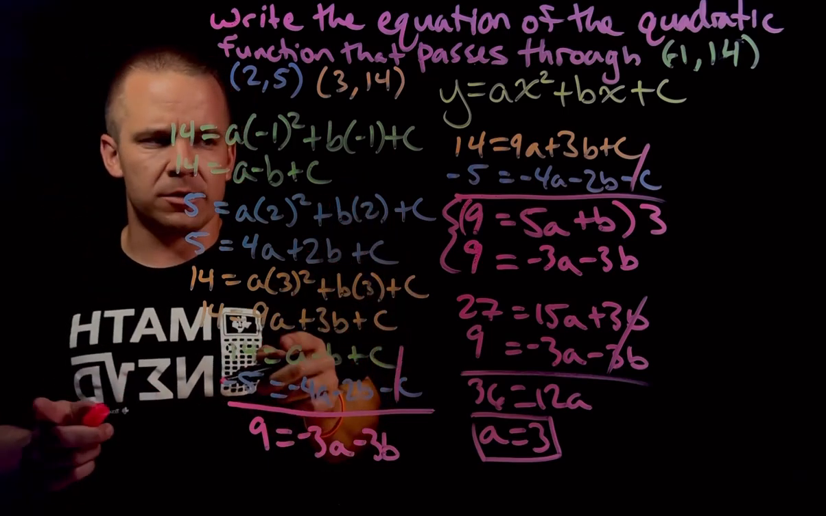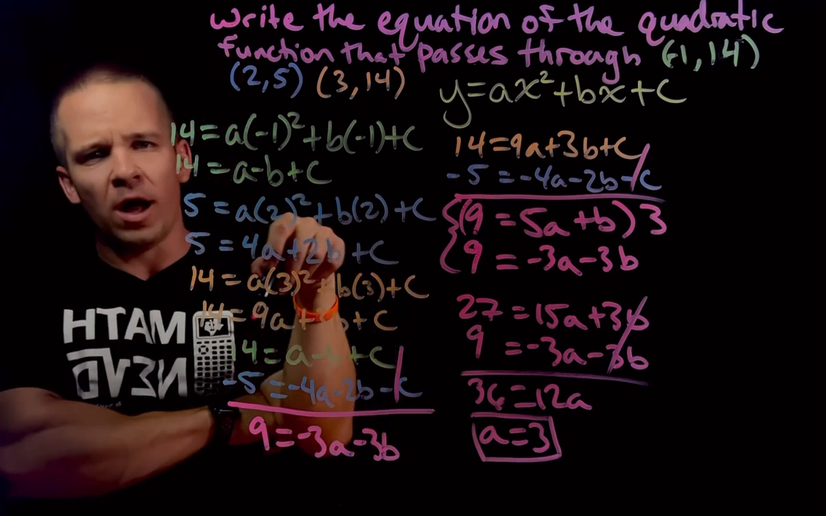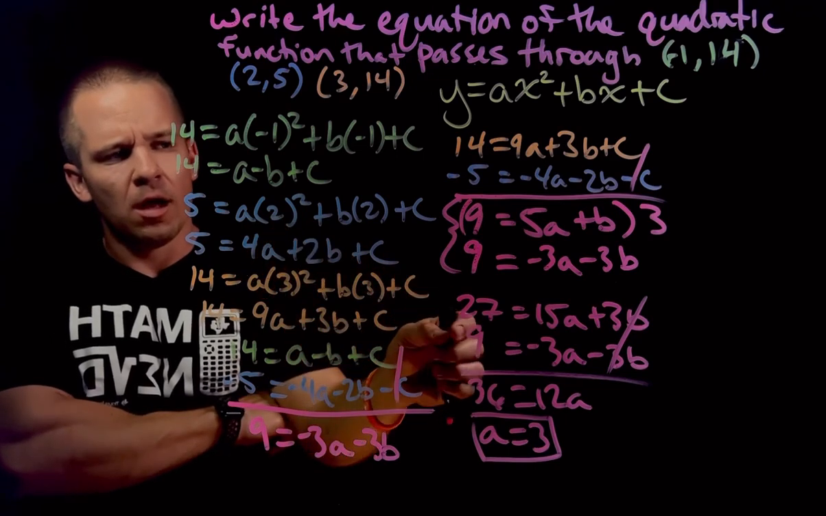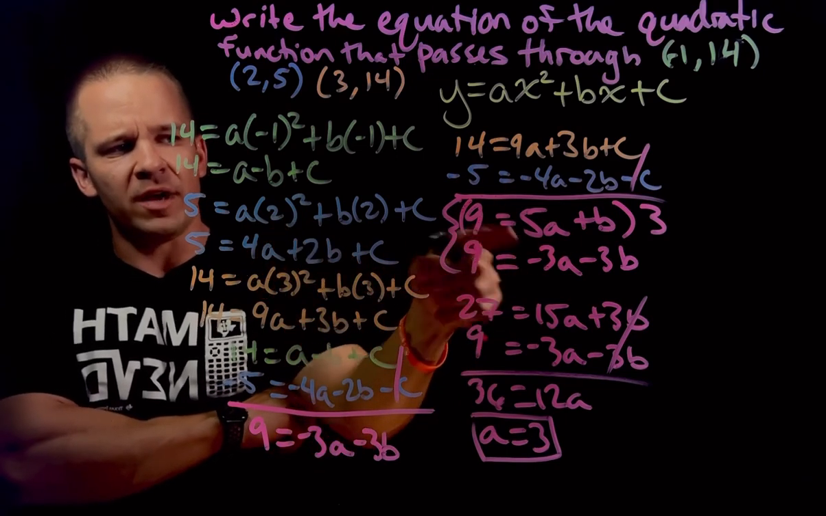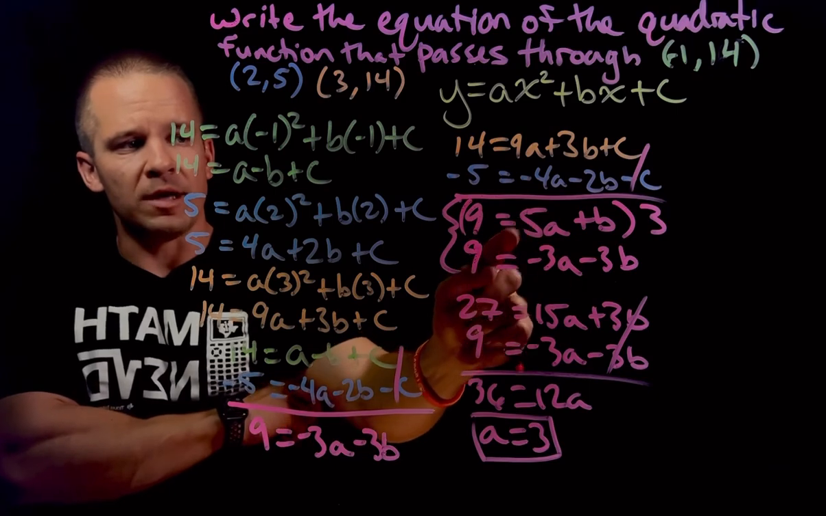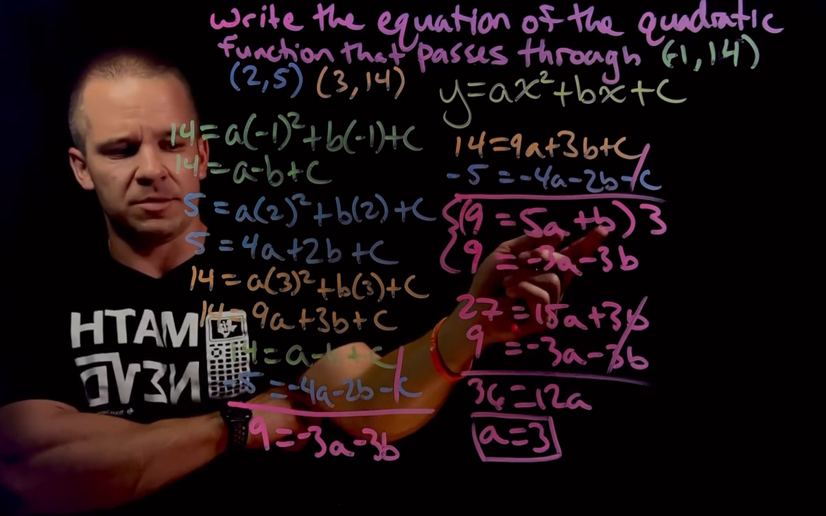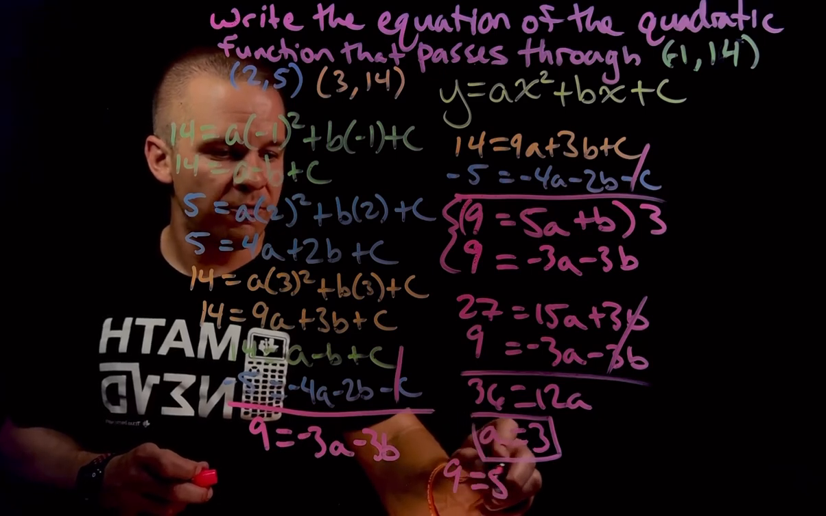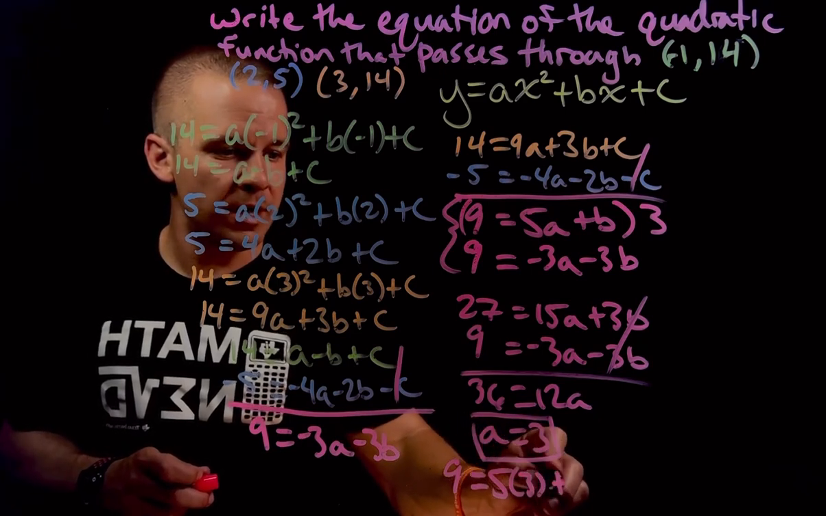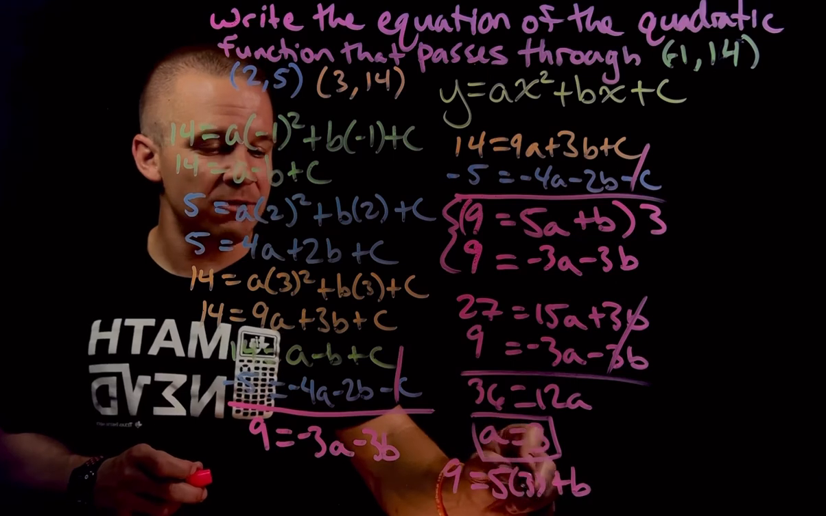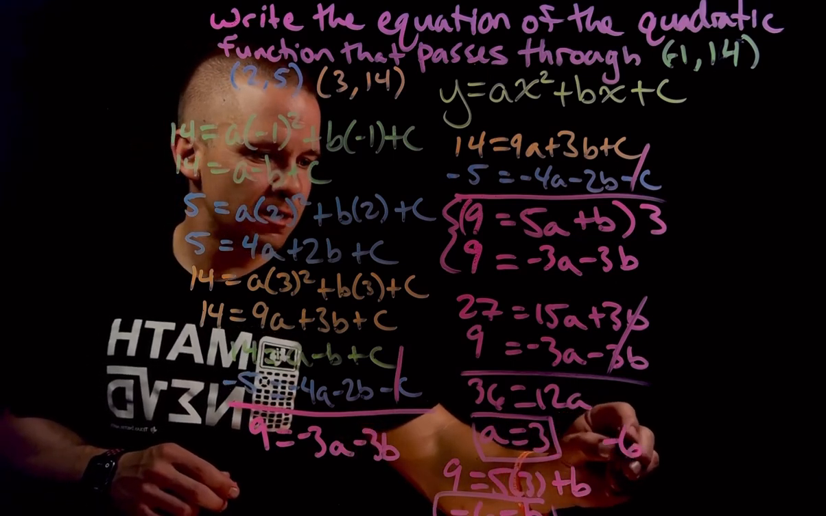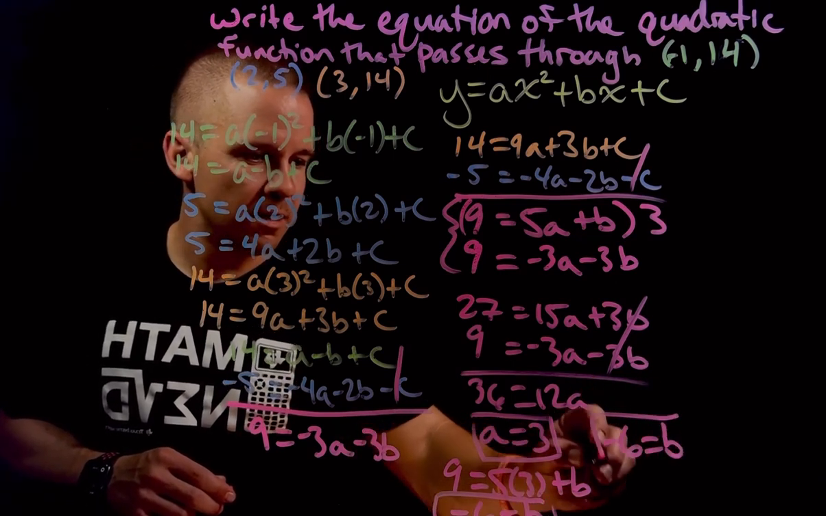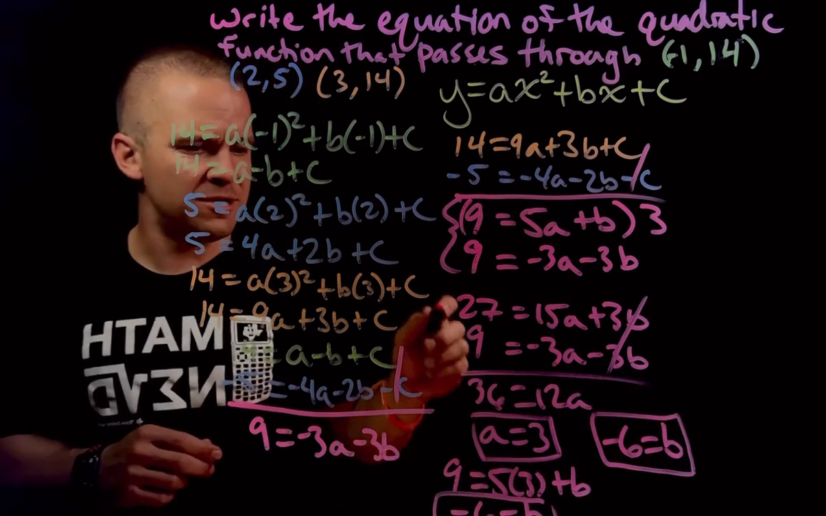How am I going to get the others? Well, if I got one, I got some equations here that only involve a's and b's, right? That one right there just has b chilling by itself. Could I substitute that in? Heck yeah, I can. So I'm going to have 9 equals 5 times 3 plus b. So that's 15 right there. I'm going to get negative 6 equals b. Woo! That's dope.